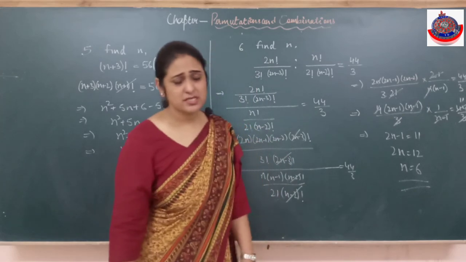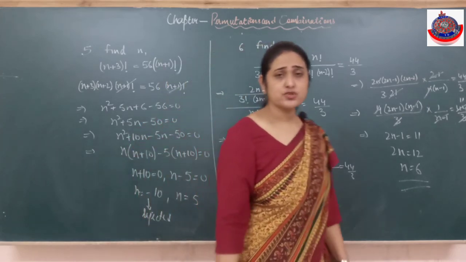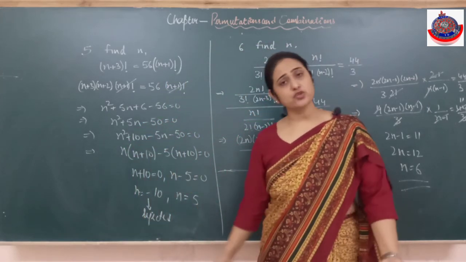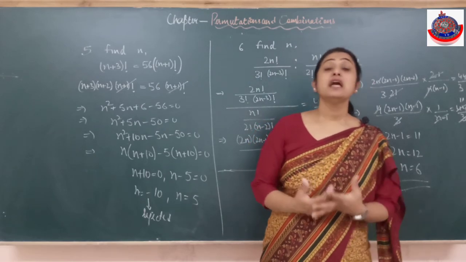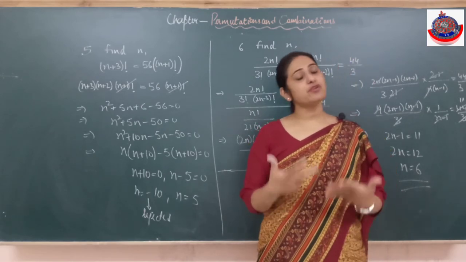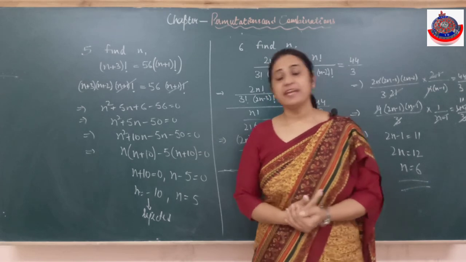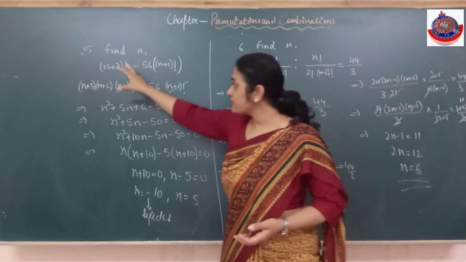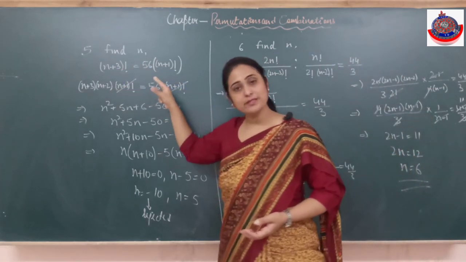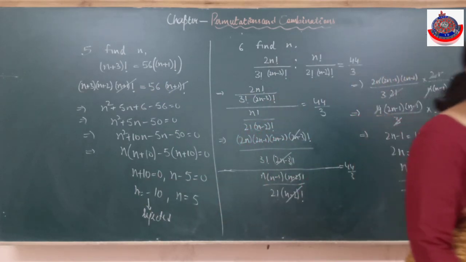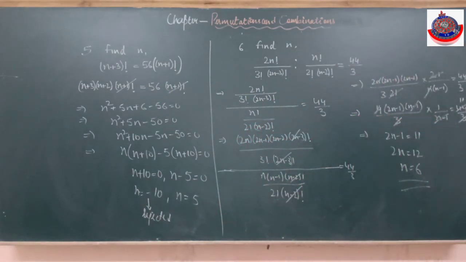So very simple questions, girls. This is a very simple topic related to factorials. You should know how to open the factorial. Factorial is defined only for natural numbers. It is not defined for negative numbers and fractions. Fine. When you have a bigger factorial, open the bigger one, bring it closer to the small one so that it gets cancelled and you can easily solve the question without making it very lengthy.